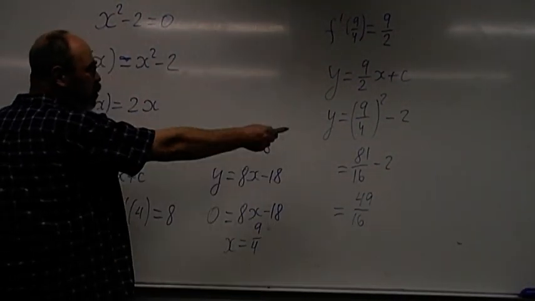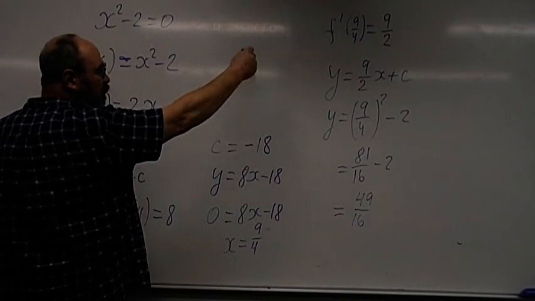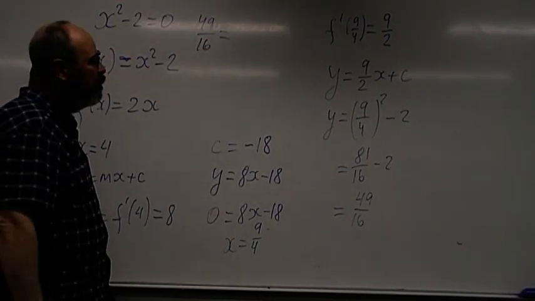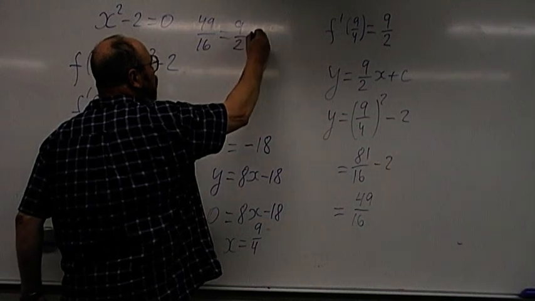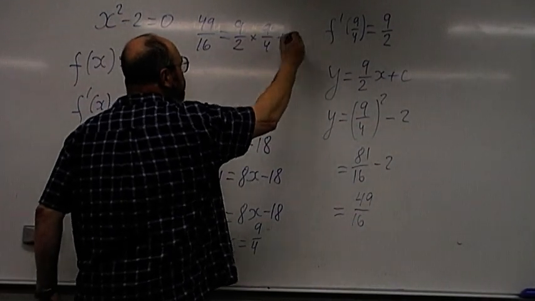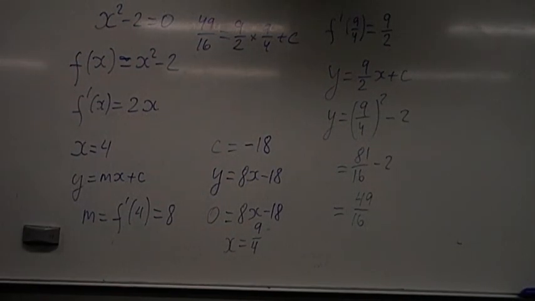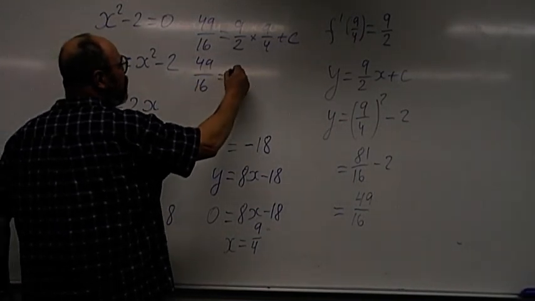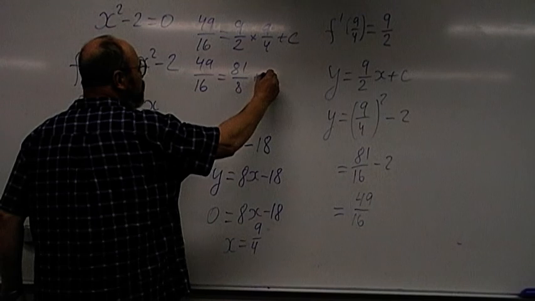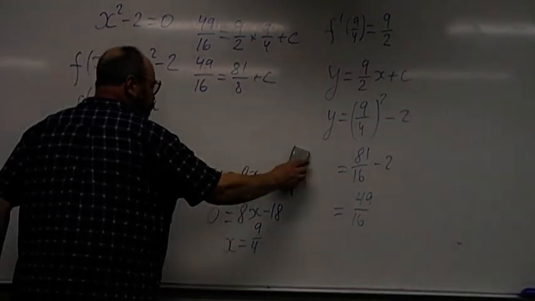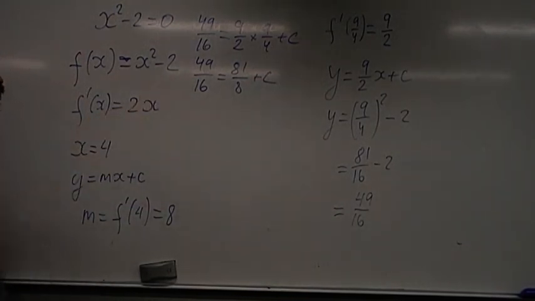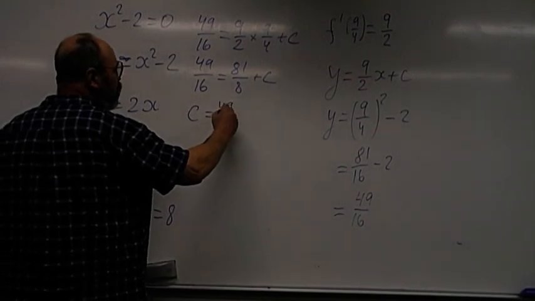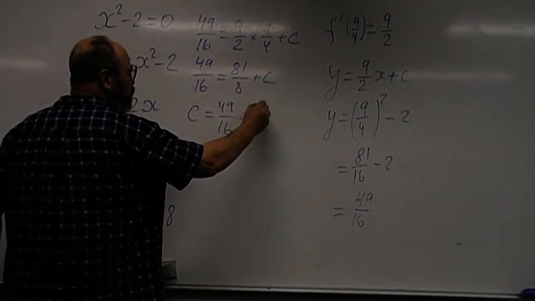We substitute this into the equation of the tangent, we get 49 on 16 equals 9 on 2 times 9 on 4 plus c. Let's solve it for c. We get 49 on 16 equals 81 on 8 plus c. And what c will be equal? c will be equal 49 on 16 minus 81 on 8.